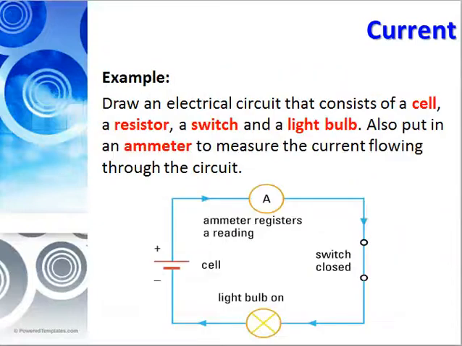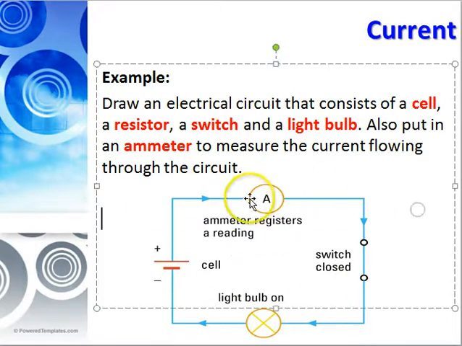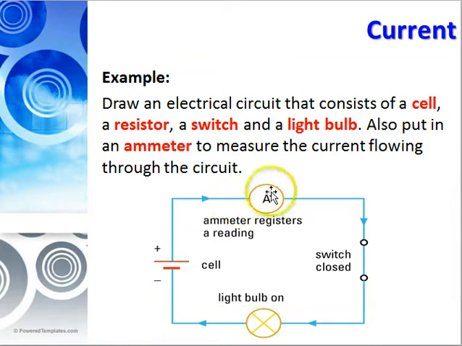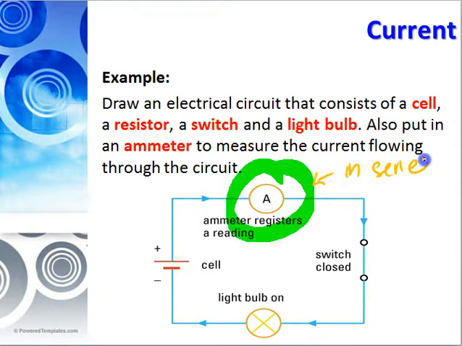So if you need to draw a circuit that consists of a cell, resistor, switch, and light bulb, the diagram looks like this. Remember, the ammeter must always be in series. That's the key thing here. So this is the end for your current. Just remember the definition well. The current definition is the flow of electric charges, the rate of flow to be exact.